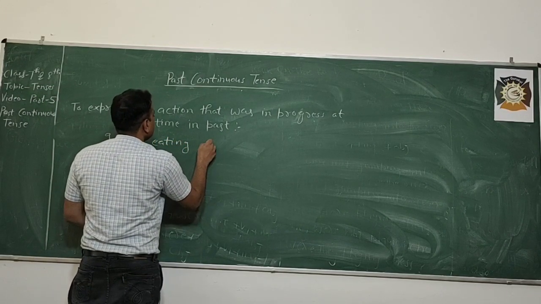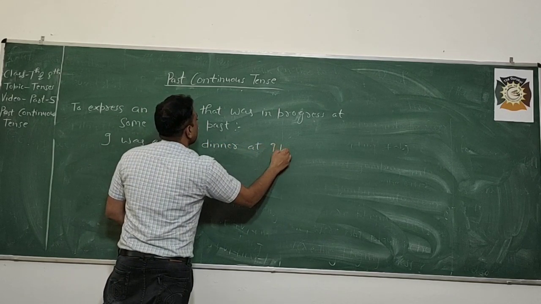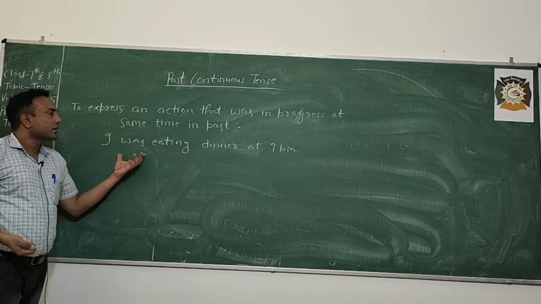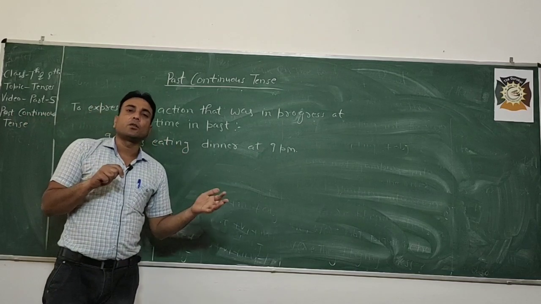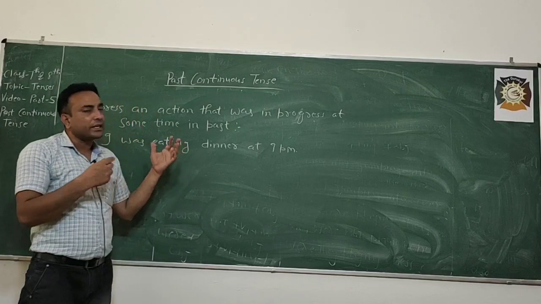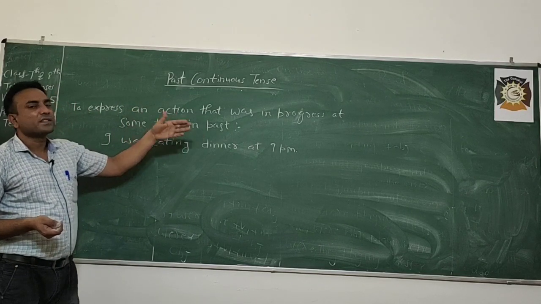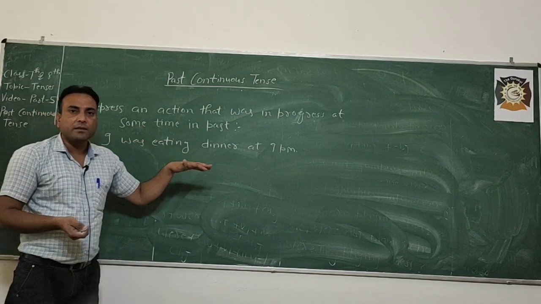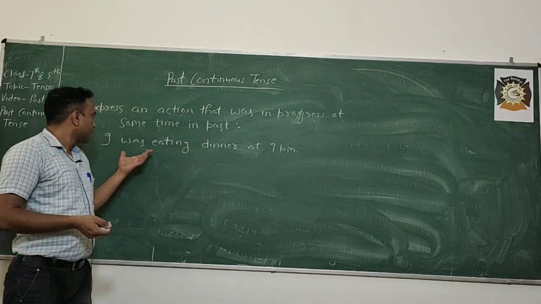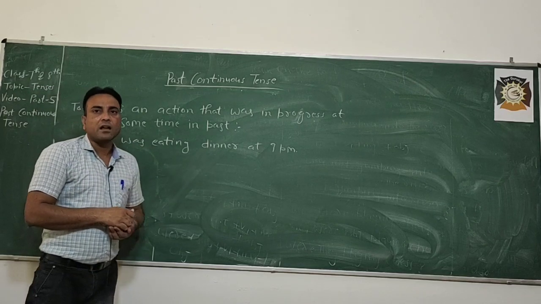I was eating dinner at 9 p.m. This tense doesn't tell us that the action has completed or begun or ended, but it tells us that the action was in progress at some time in the past. It never provides any information about the end of the action. I was eating dinner at 9 p.m.